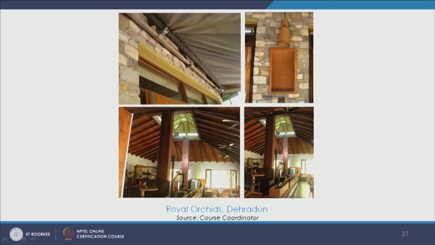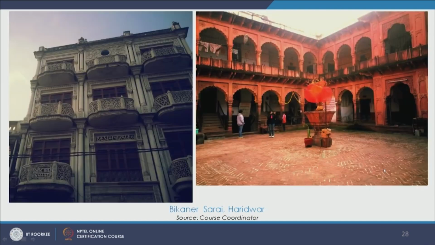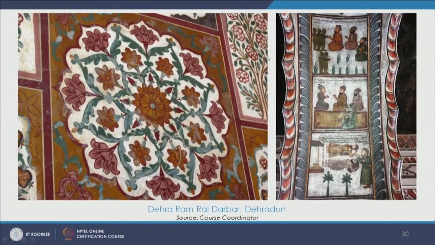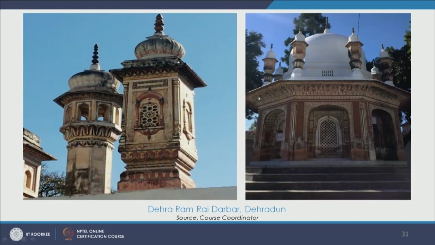Now some case studies from Uttarakhand that we saw, so I will be just brushing up. Royal Orchids in Dehradun, so we see a lot of stone and timber work here and very interesting joinery also. We saw this Bikaner Sarai in Haridwar, and we saw different details of stone craft as well as metal craft in this building. We saw this Gurudwara in Dehradun, and we saw some nice frescoes and some interesting space making elements in this one. We saw the pictures and we saw again the very intricate motifs and fresco work.